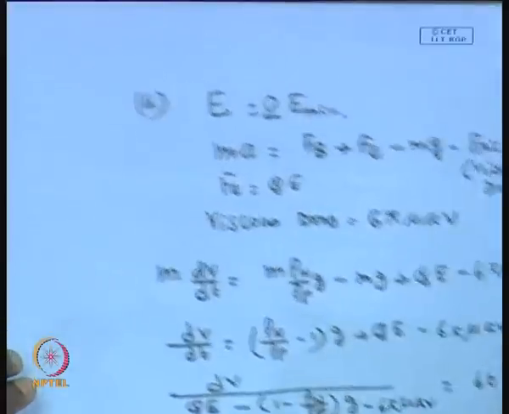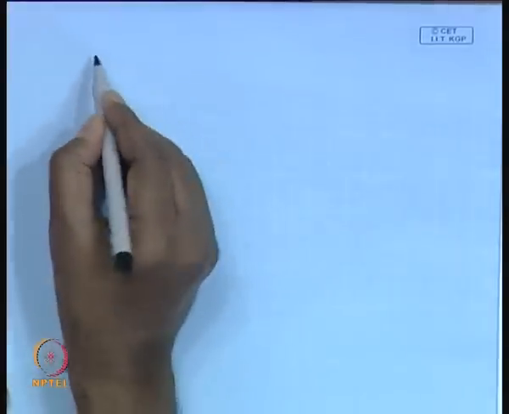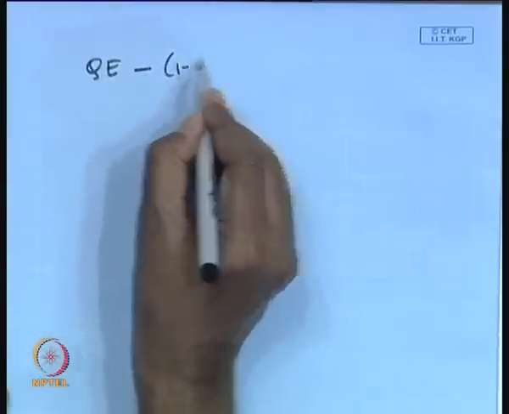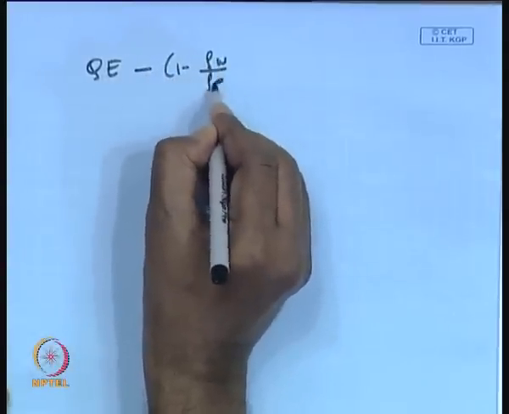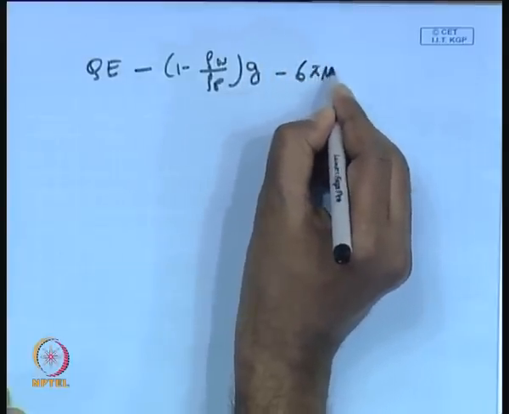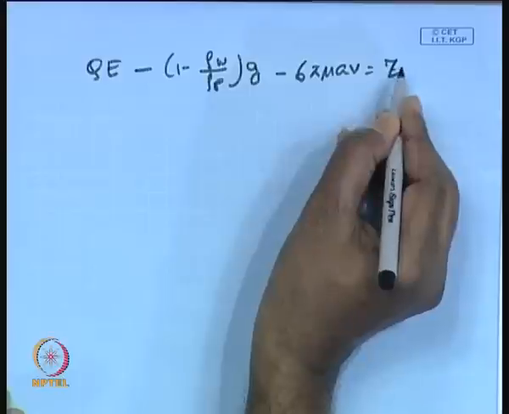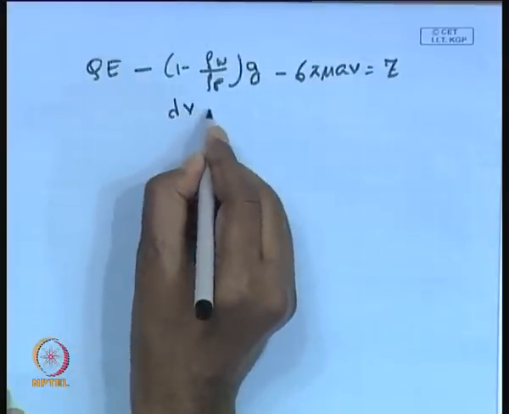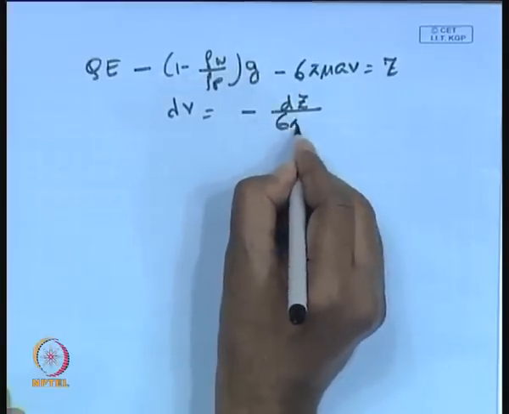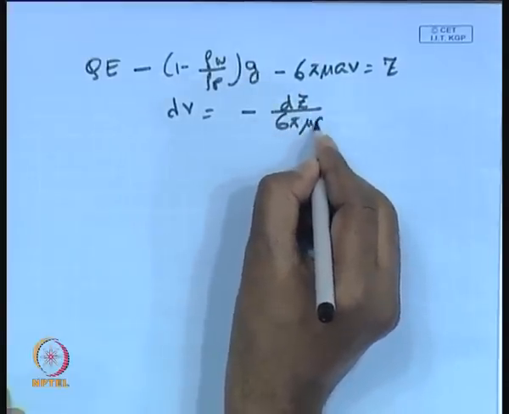Now the things become very simple, and you just do the integration. For integration you just do this transformation: q E minus 1 minus rho w by rho p times g minus 6 pi mu A v is equal to z. So, dV will be nothing but minus dz divided by 6 pi mu times A.